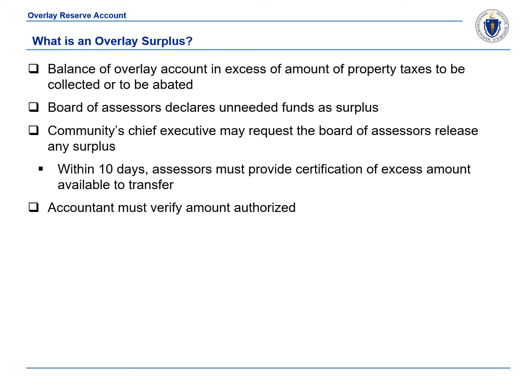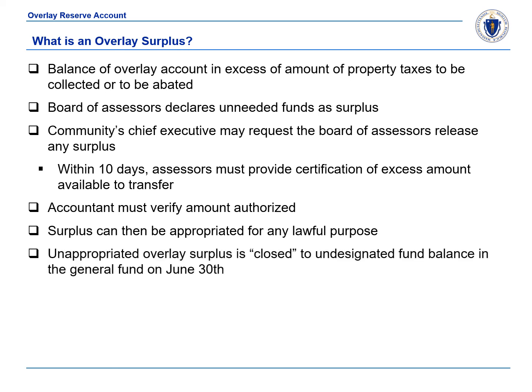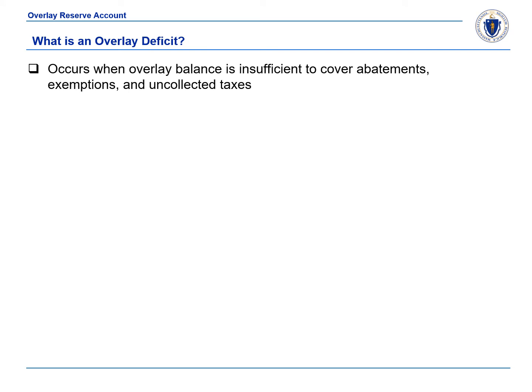The accountant must verify the amount authorized by the Board of Assessors prior to becoming part of overlay surplus. An overlay surplus is then available to be appropriated for any lawful purpose by town meeting or the city council. Any amount not appropriated by June 30th closes to undesignated fund balance in the general fund to become part of the free cash calculation.